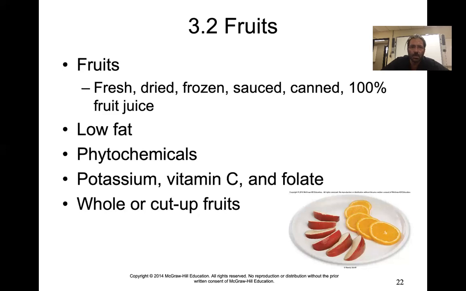All right. Phytochemicals are great for fighting cancer and getting rid of some free radicals. So that could be in blueberries and other fruits. Potassium, vitamin C, and folate. Folate is your B9. We'll talk about that when we start talking specifically about vitamins, and that is very, very important for fetal development. Without it, the neural tube does not develop real well, and you can have all kinds of birth defects. All right, whole or cut up fruits.